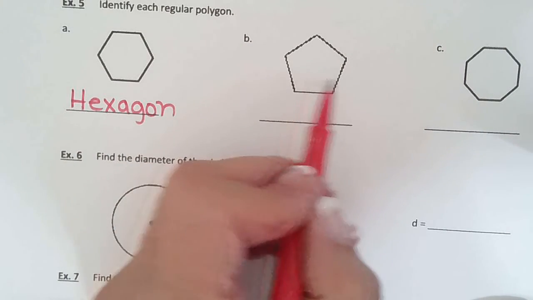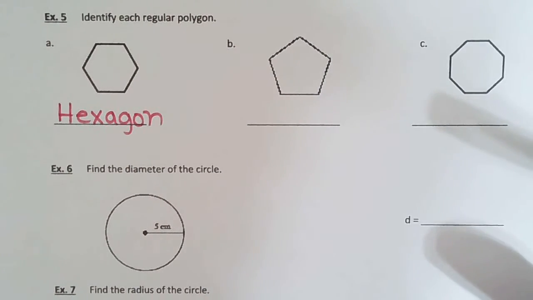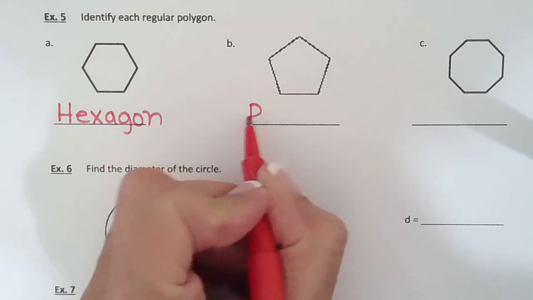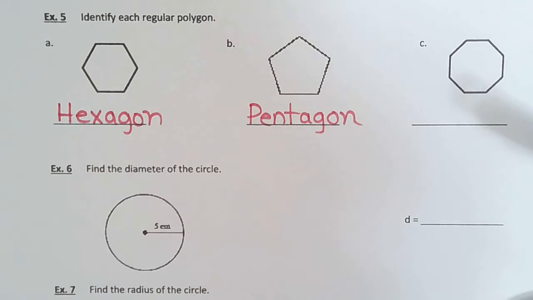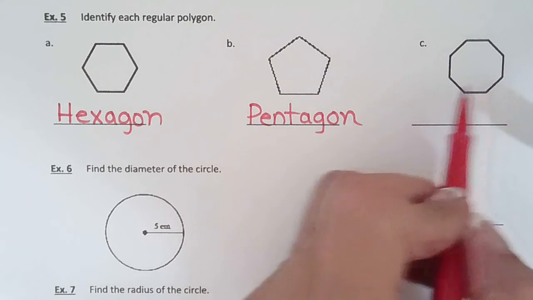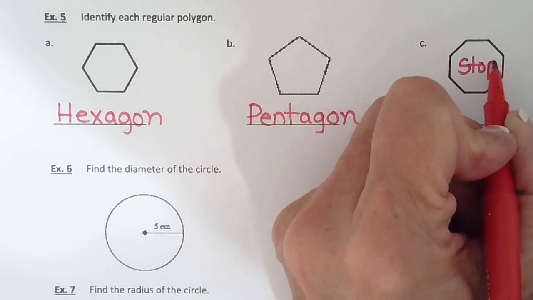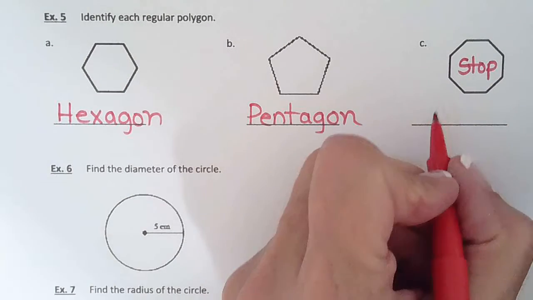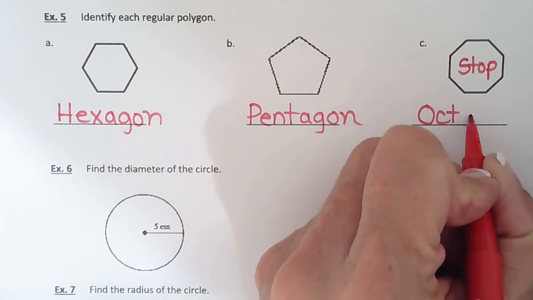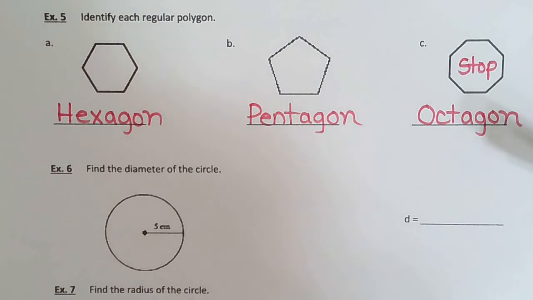And 1, 2, 3, 4, 5. I always remember this one because it looks like a house. So think of a penthouse. So it's a pentagon. And 1, 2, 3, 4, 5, 6, 7, 8. That's our stop sign. So a stop sign is 8. What's an octogenarian? Someone who's in their 80s. So 8 sides is an octagon. 8 legs is an octopus. So octa means 8.